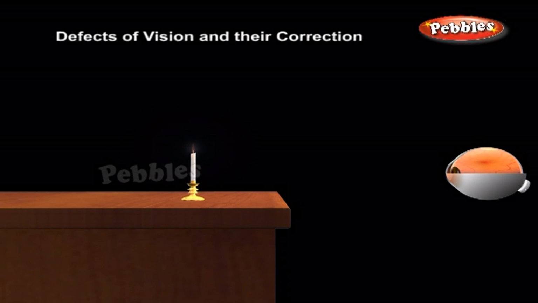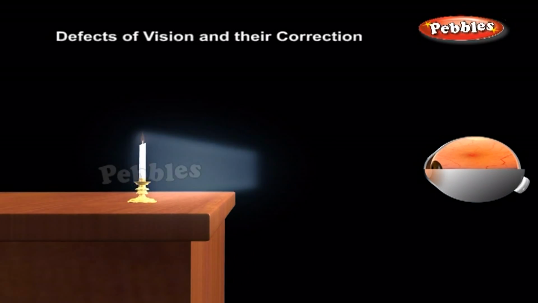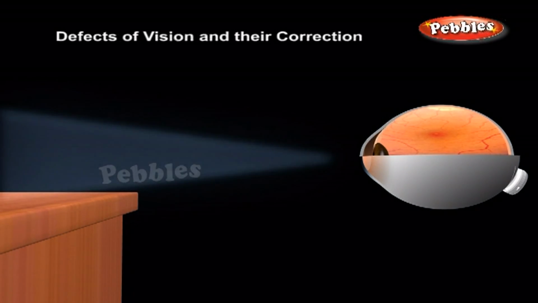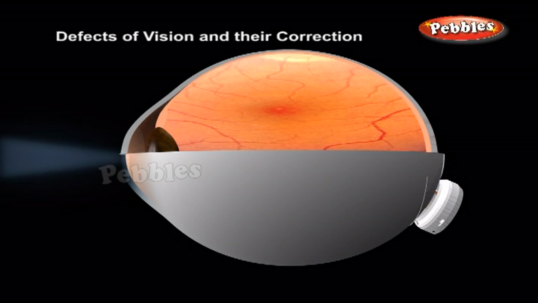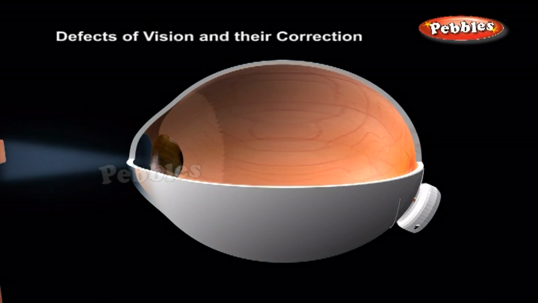Hypermetropia. Hypermetropia is also known as farsightedness. A person with hypermetropia can see distant objects clearly but cannot see nearby objects distinctly. The near point for the person is farther away from the normal near point, that is 25 centimeters. Such a person has to keep a reading material much beyond 25 centimeters from the eye for comfortable reading.